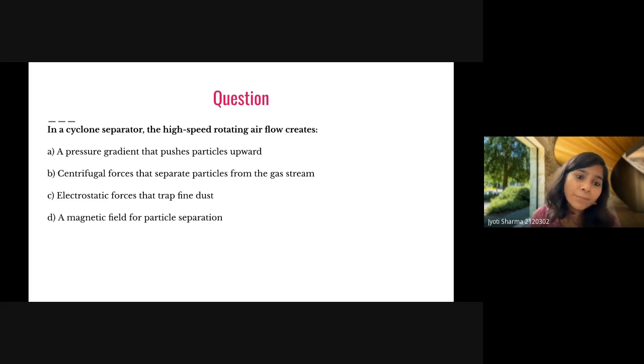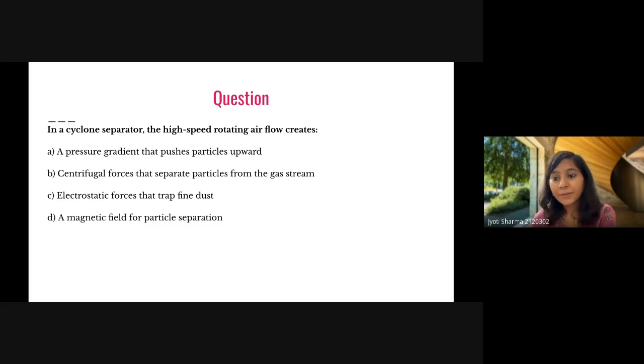So in a cyclone separator, the high speed rotating airflow creates a pressure gradient, centrifugal. Okay, you people already gave me the B answer. Then yes, the outward force will be centrifugal, right?